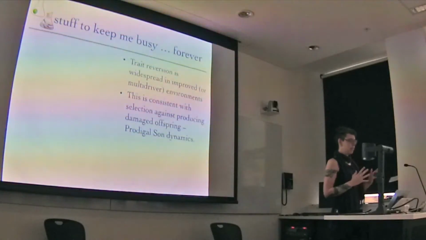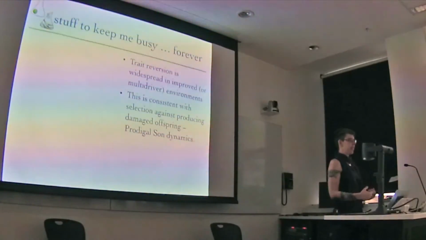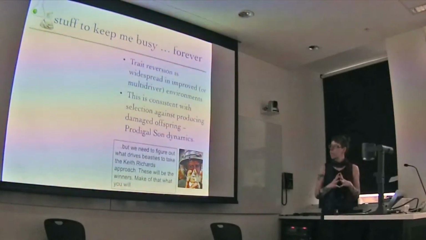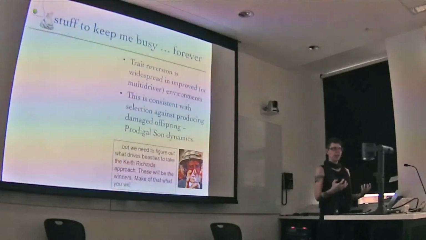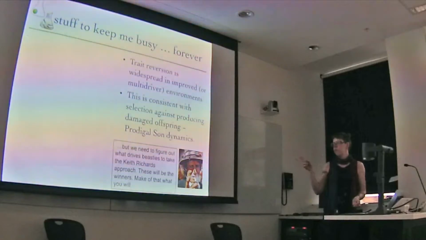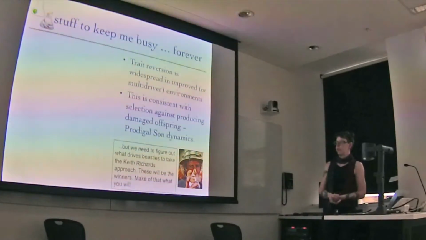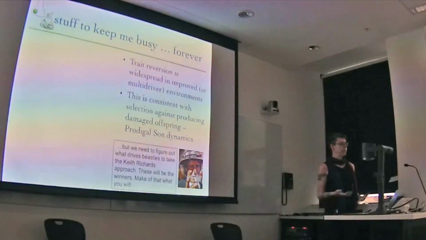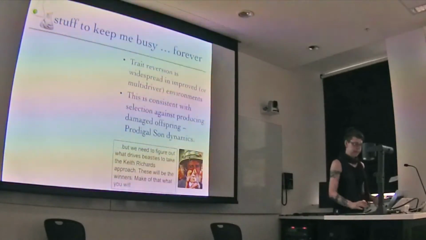And this is consistent. So what I'm showing you is data that's consistent with selection against producing damaged offspring. This is prodigal son dynamics. And what we need to figure out to apply this to understanding what future communities are going to look like is which beasties are able to take the Keith Richards approach. These will be the winners. And depending on how you feel about Keith Richards, that may rub you different ways.